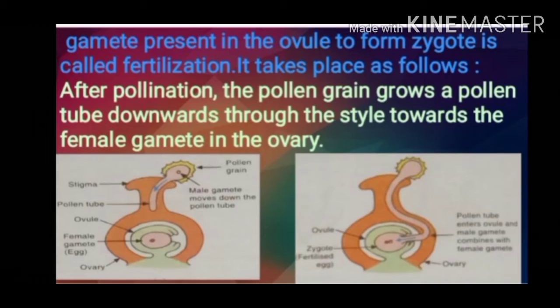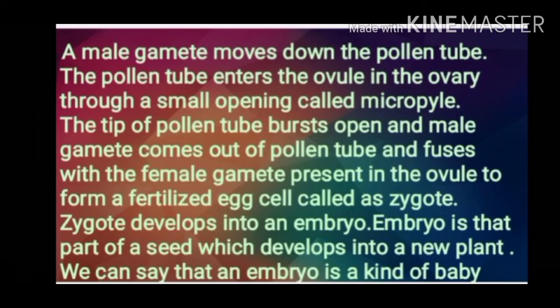After pollination, the pollen grain grows a pollen tube downwards through the style towards the female gamete in the ovary. As you can see very clearly in this picture, a male gamete moves down the pollen tube. The pollen tube enters the ovule in the ovary through a small opening called the micropyle. The tip of the pollen tube bursts open and the male gamete comes out of the pollen tube and fuses with the female gamete present in the ovule to form a fertilized egg cell called the zygote.